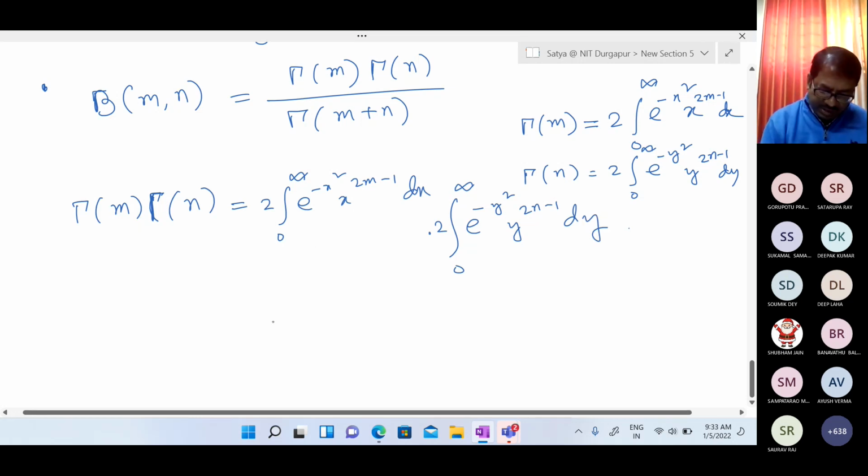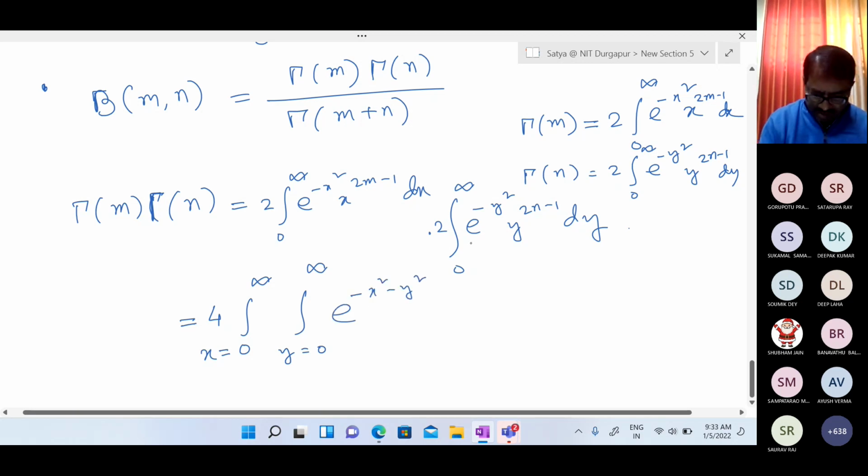And this x and y are independent, so we can write it like this. This is equal to, we are trying to simplify. This 2 we are taking outside, 4 integration over 0 to infinity. It is better writing integration x equal to 0 to infinity and integration y equal to 0 to infinity. And this e to the power, we can write minus x square minus y square. We take the powers together, and we are getting here x to the power 2m minus 1 y to the power 2n minus 1 dx dy.